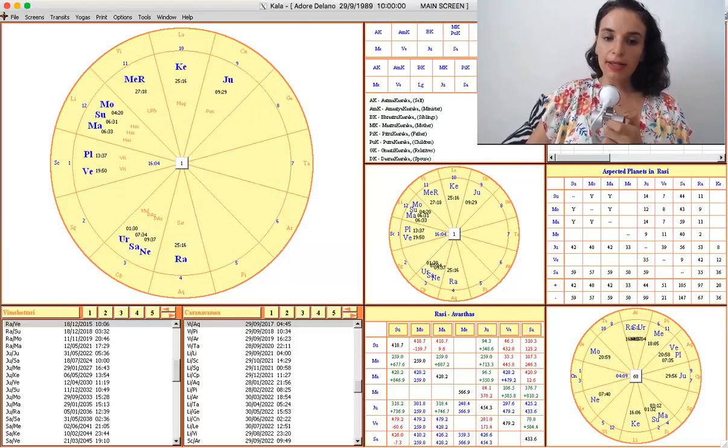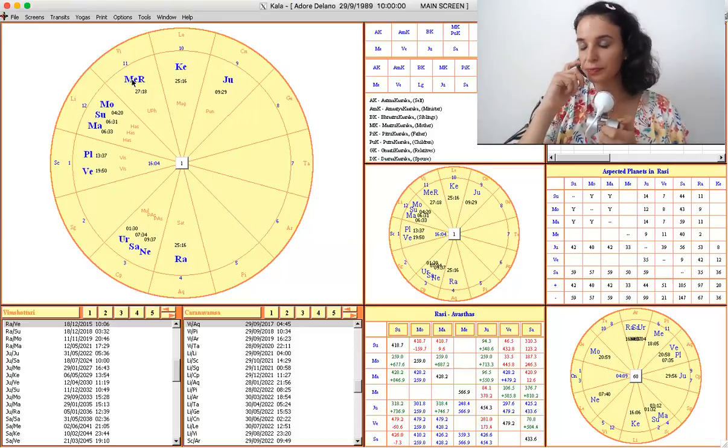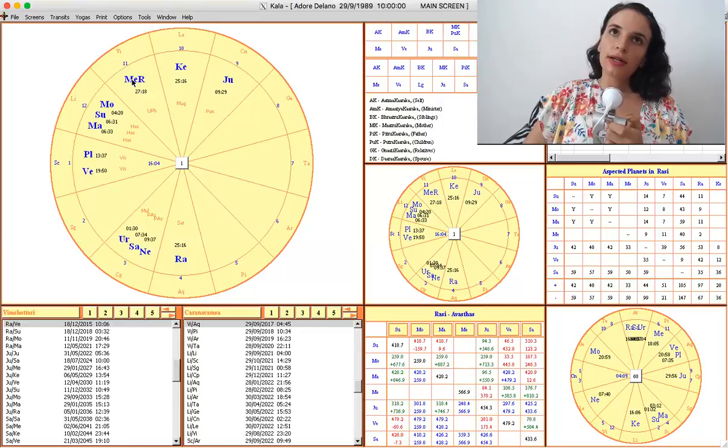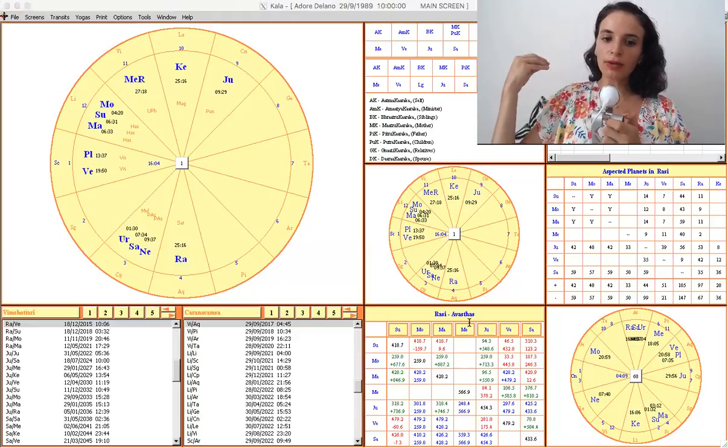Okay, so let's see the last one, the 12th. If we count 12, I'm just going to count backwards. So this is the 12th from the 12th, which is also the 11th. So the 12th house relates to isolated places, distant places, ashram, liberation, but also long-term investments.